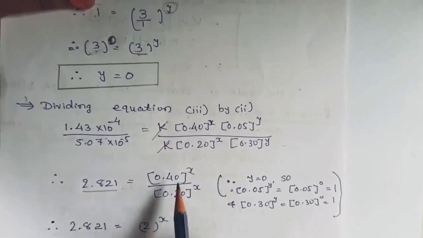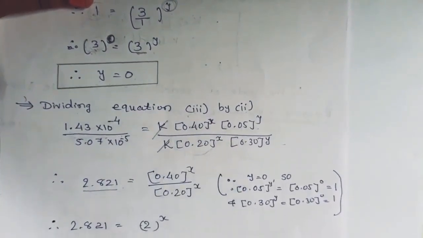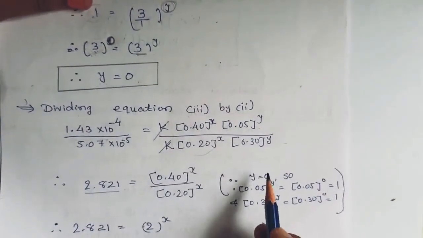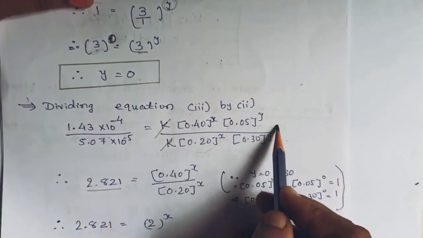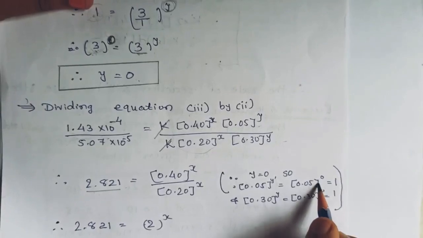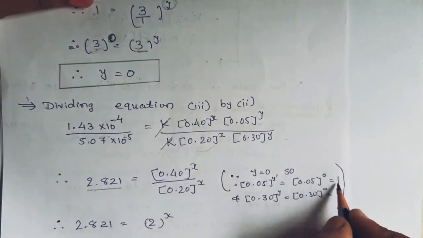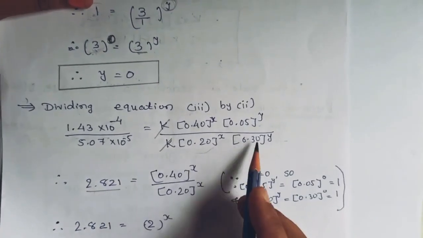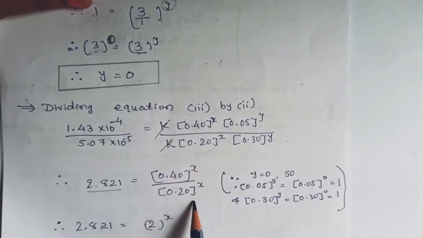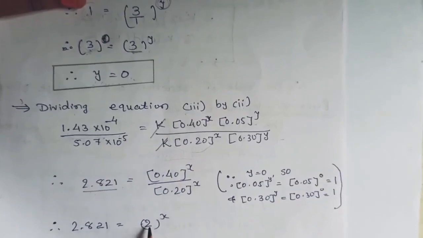Now here only the x term is remaining, not y, because you already got y equal to 0. Whenever you replace the value of y in both terms, 0.05 having a power 0, and if any digit has a power 0, you will get 1. Similarly, for this term you will also get 1. So the remaining term is only having power x, alright? If you divide that, you will get 2 power x.